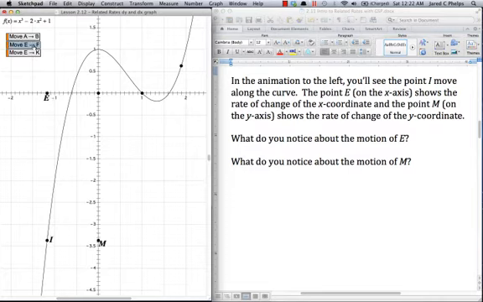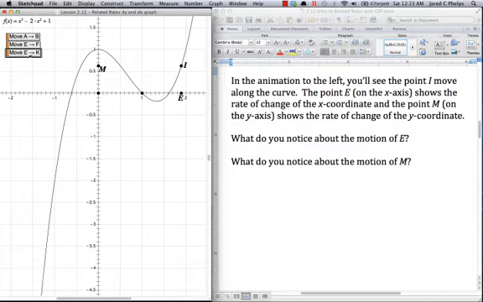What I hope you notice is that as this is going along, E is moving at a constant speed across, whereas M is going faster right here, then slows down and actually stops, and then speeds up again. If we watch it again, watch how fast M goes in the beginning. M is rocketing upward. What that should mean is that in the beginning, dy/dt was very fast, very positive. When M is going downward in this middle section, y is changing negatively, which means dy/dt is negative.